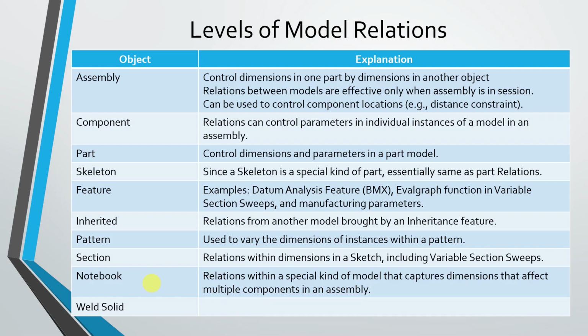The big advantage of notebooks is that whenever you retrieve a model that is declared to a notebook, Creo Parametric retrieves the notebook as well. So you are always ensured that your part model or your assembly model that's connected to that notebook is always using the latest values of that notebook. So that's a significant advantage of using notebooks versus using assembly level relations.